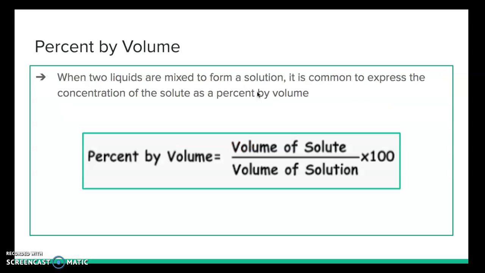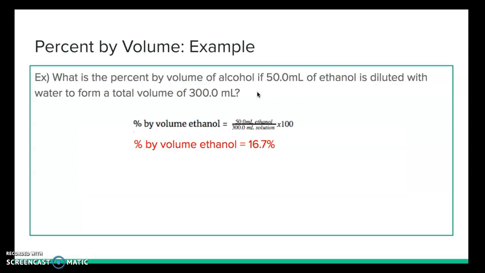The next type is percent by volume, very similar to percent by mass, just instead of using grams, now we're using some type of volume, whether it be milliliters or liters, or even cubic centimeters. So for an example, what is the percent by volume of alcohol if 50 milliliters of ethanol is diluted with water to form a total of 300 milliliters. So here we want to look for the percent by volume of ethanol. So that's going to be 50 milliliters, that's what we're starting with.